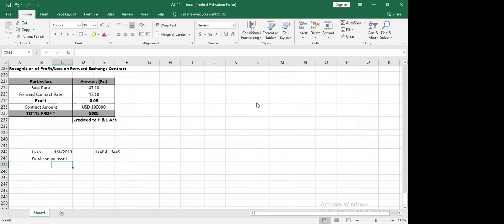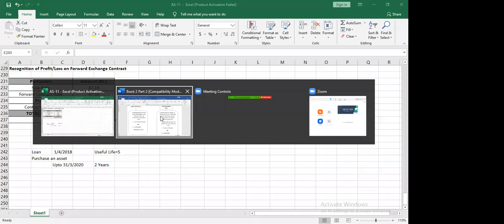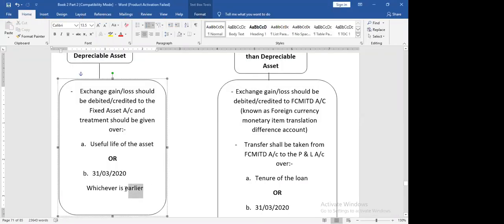1/4/2018 से 31st March 2020 में कितने साल हमारे पास अभी भी बाकी है? 2 years. Okay, so I will take it this way. Useful life 5 years, up to 31st March 2020, how many years? 2 years. Tell me, the provision says whichever is earlier.